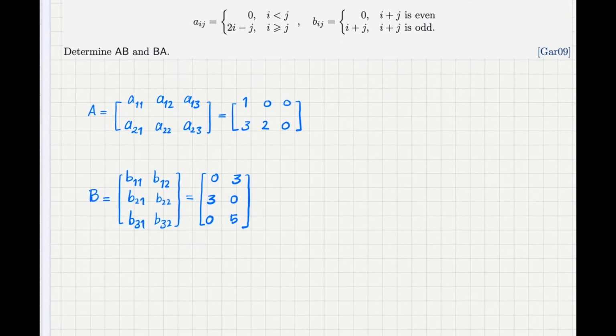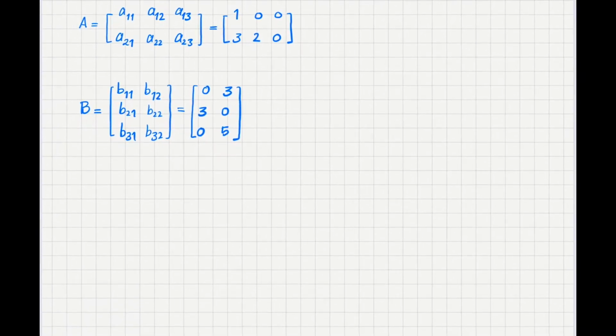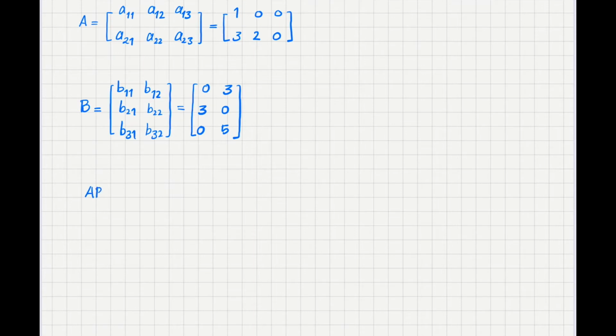And then when I have my matrices, the next task is to multiply A by B. So I write A on the left hand side, multiply it to B, which has to be written on the right hand side. Yes?